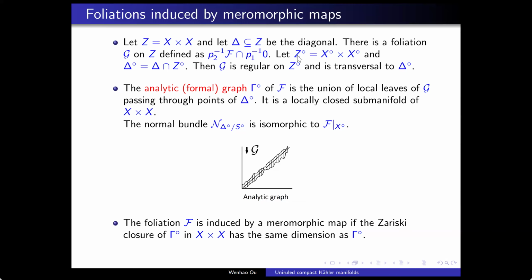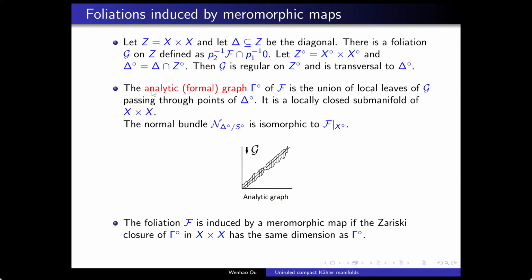And now I denote Z0 equal to X0 times X0. So this is the open set where G is regular. So G is a subbundle of TZ on this Z0. And I let delta 0 be the intersection of delta with Z0. Then, of course, G is regular on Z0, and it is transversal to delta 0. So we can visualize it on the picture. Delta is in this diagonal direction, and G is in this vertical direction. So they must be transversal.